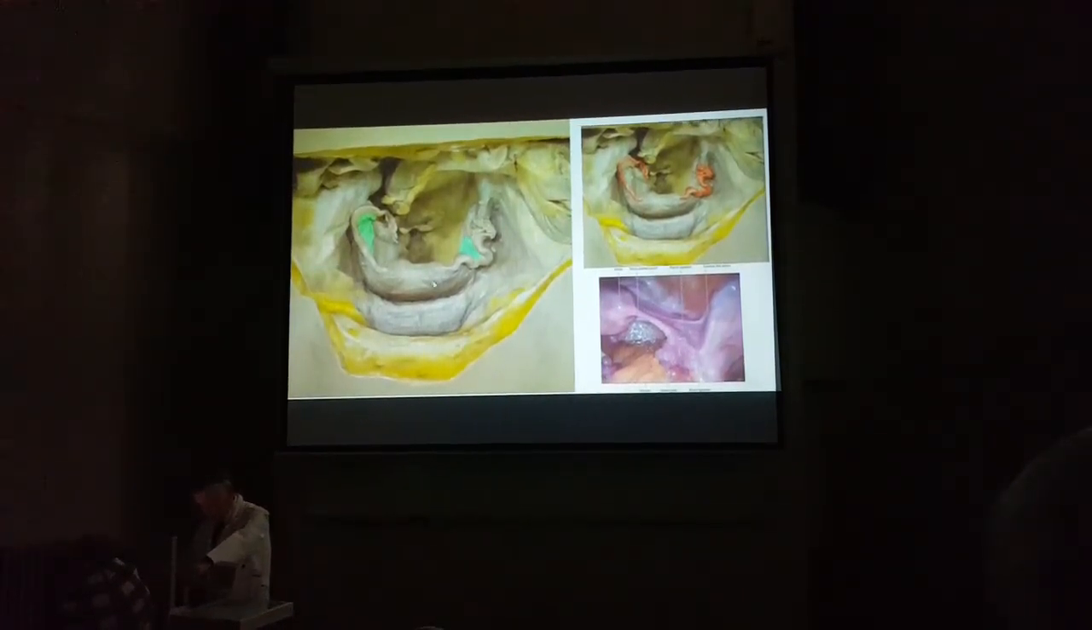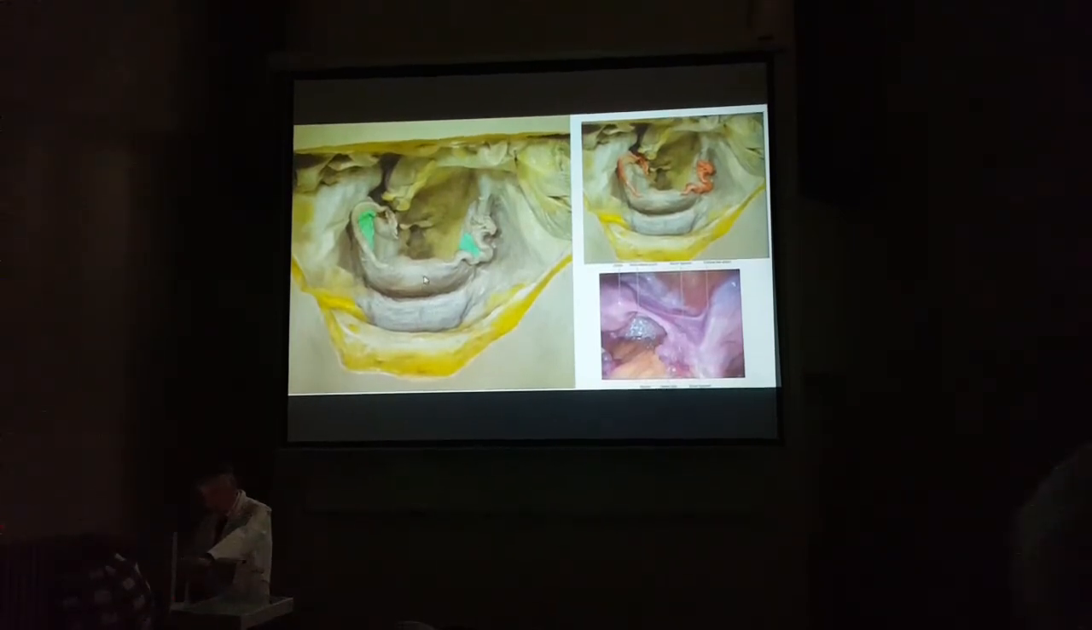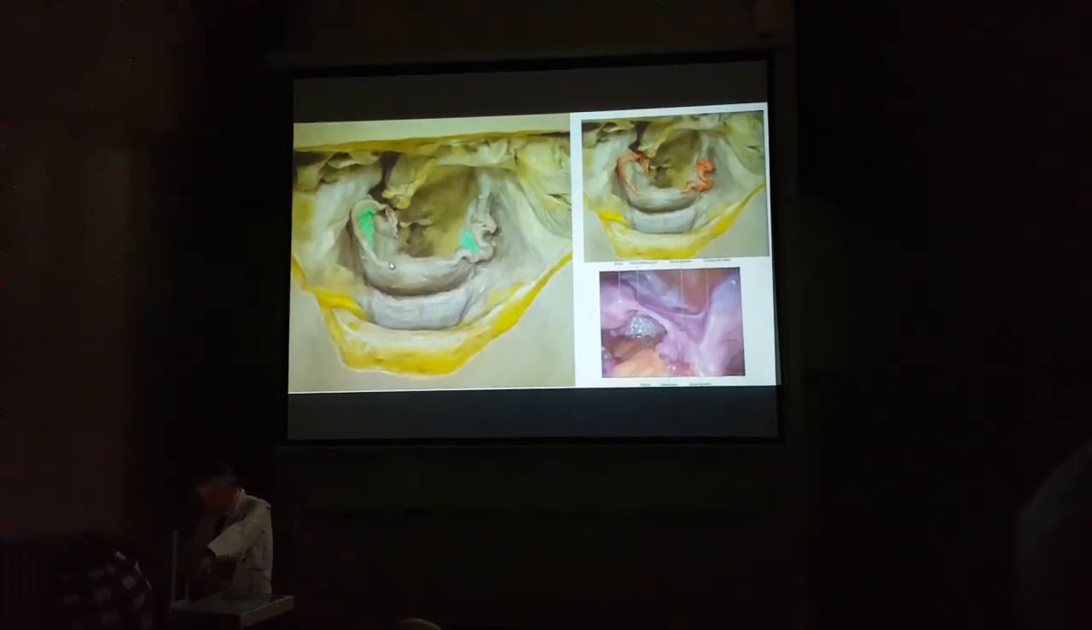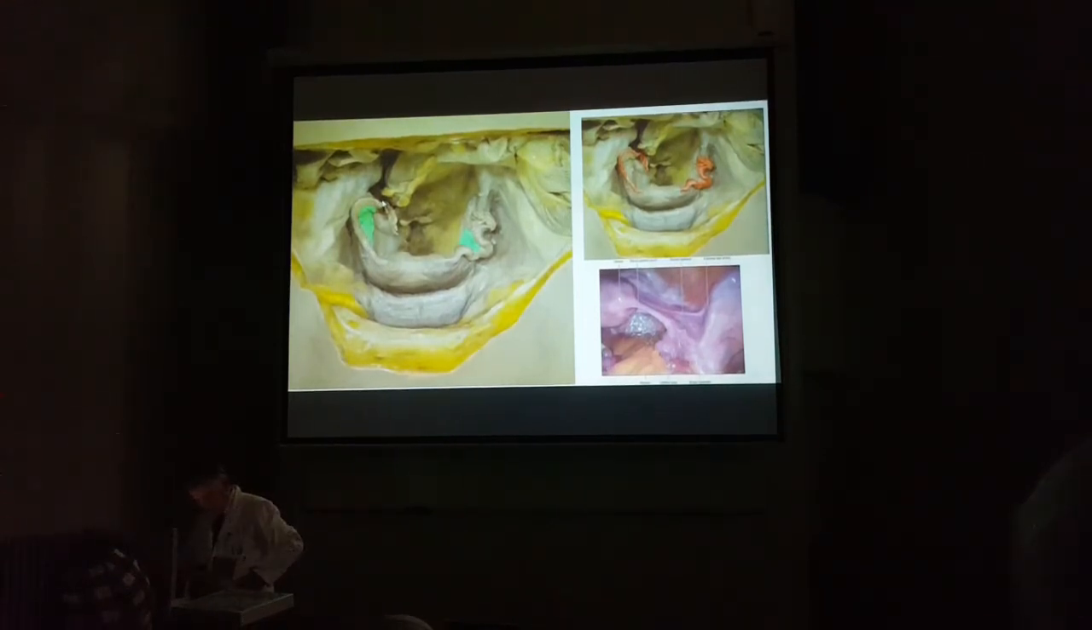This is the pelvis, this is the urinary bladder, and this is the uterus. These are fallopian tubes.